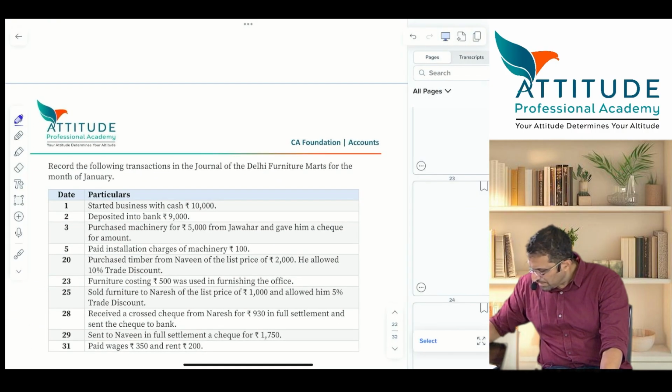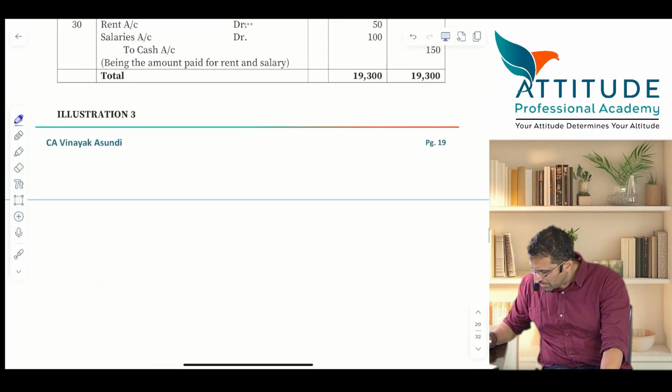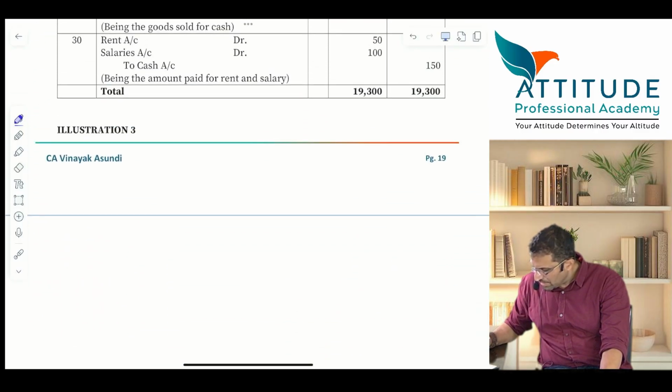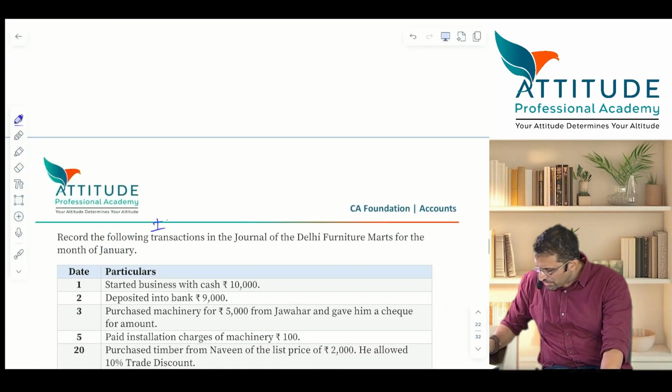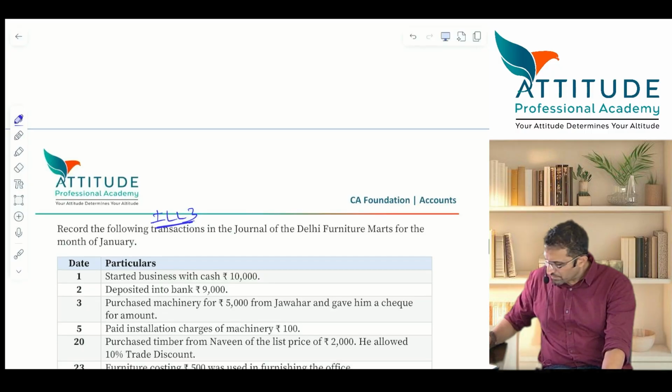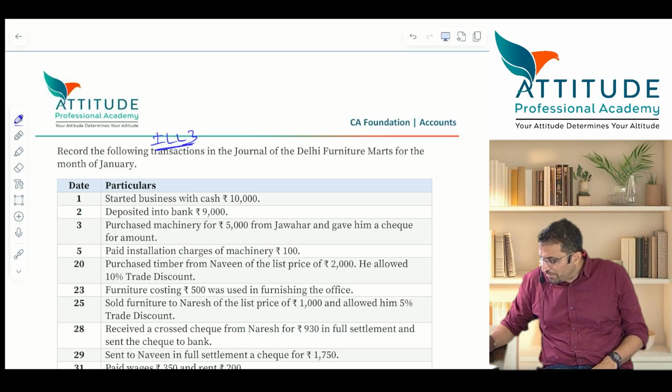Okay. Come down. Illustration 3. This is illustration 3. Now, I'll read it here. Record the following transactions in the journal of Delhi Furniture Mart.